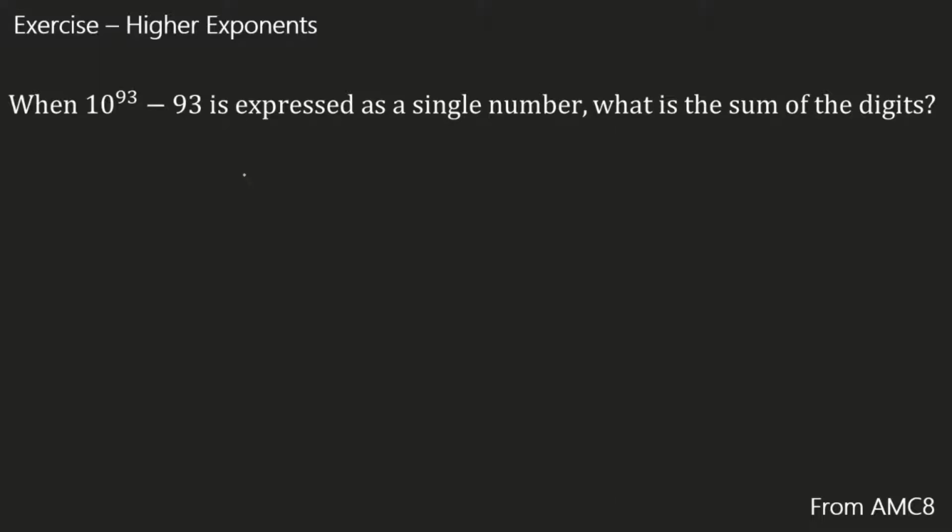So let's write that down. We have 1 followed by 93 zeros. So there are a bunch of zeros here. And there are 93 of them total. And then we're going to subtract 93 from this giant number. And the problem is asking what is the result of this subtraction, and then sum up the digits.